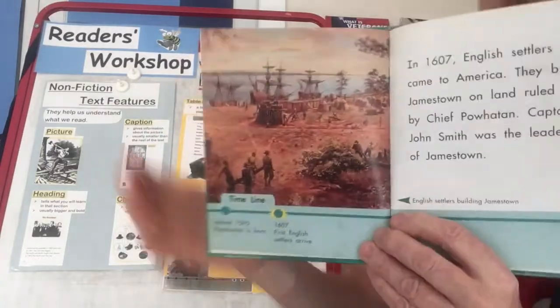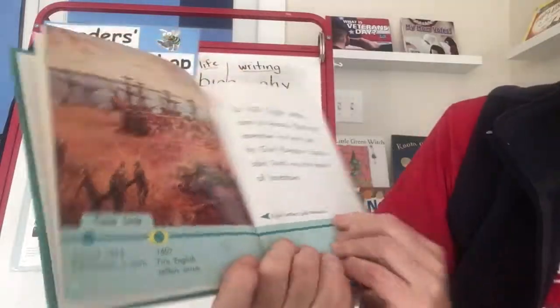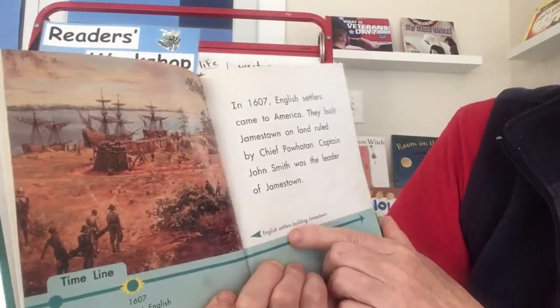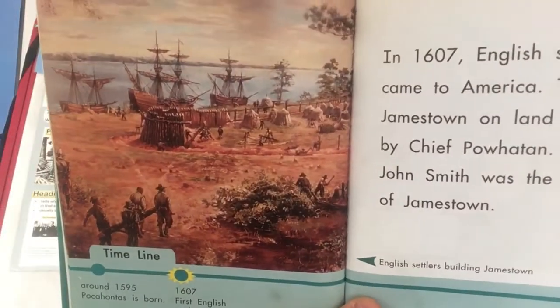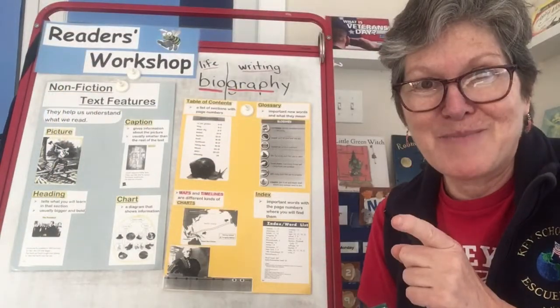And again, I see a picture, I see a caption, and I see a timeline. There's a picture of some ships. It says English settlers building Jamestown. Now let's stop and think for a minute. This is after Columbus, right?